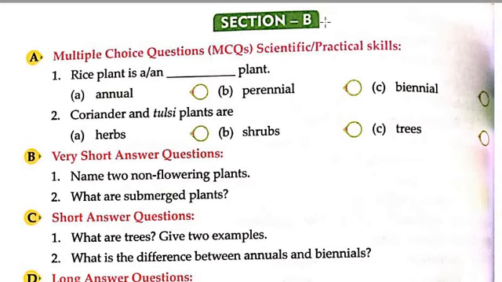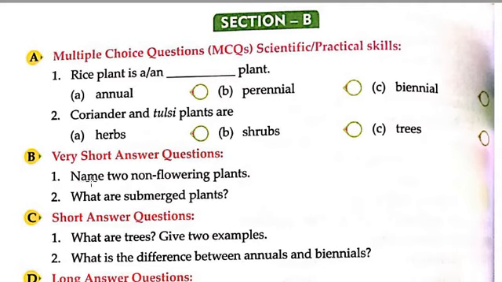We will do section B now. Multiple choice questions, MCQs, scientific practical skills. Rice plant is an ___ plant. Annual, perennial, or biennial? It's an annual plant. 2. Coriander and tulsi plants are herbs, shrubs, trees. Herbs. You are right.